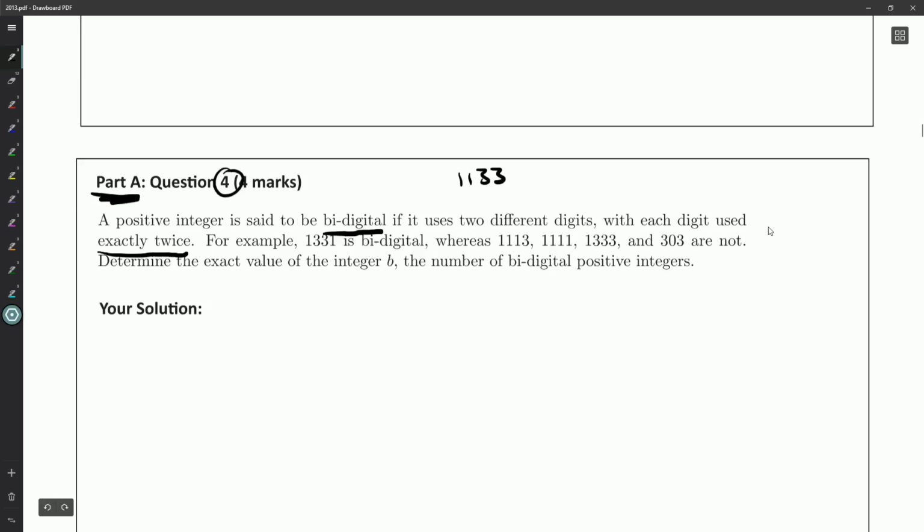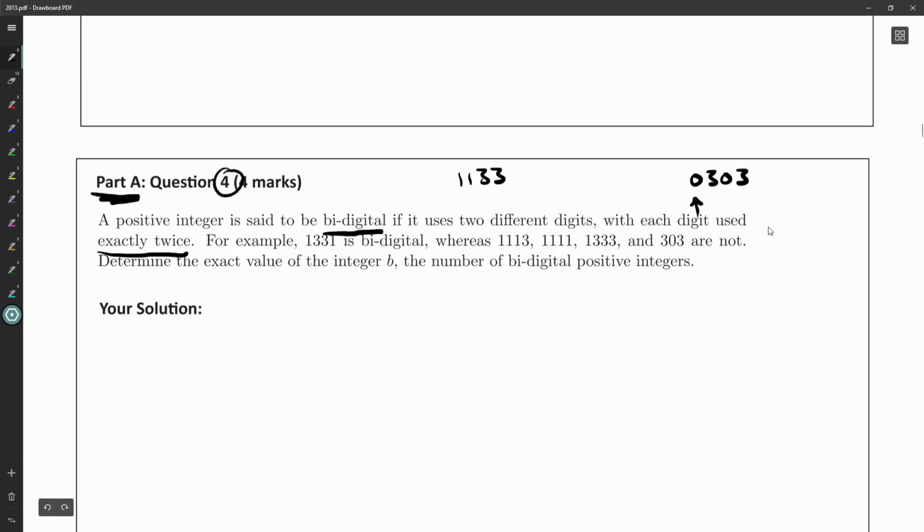And 303, now why would they think to mention this? Well, they're sort of highlighting the fact that leading zeros aren't counted as part of a number. So if you write it like this, you might fool yourself into thinking, well, it's 2 digits and they're each used twice, but leading zeros don't count. And this can often be a hiccup for questions like this.